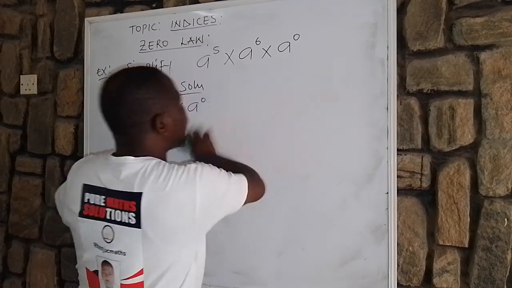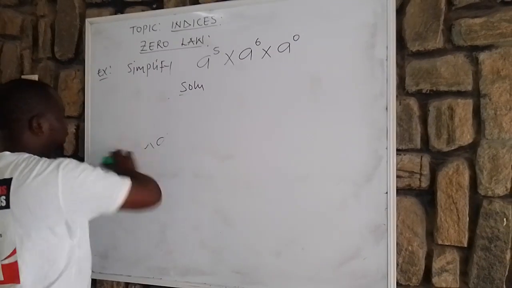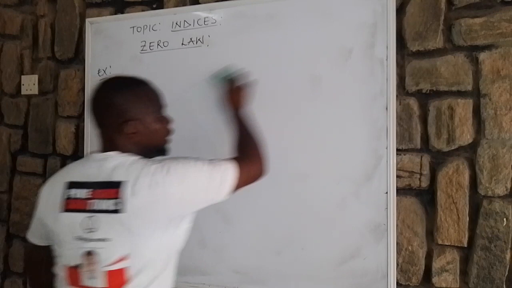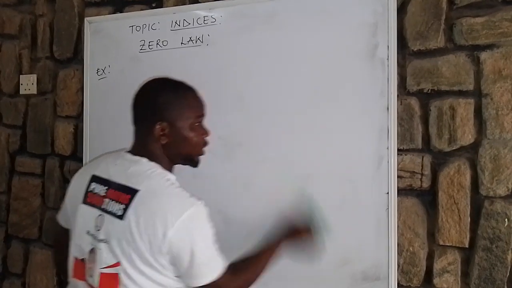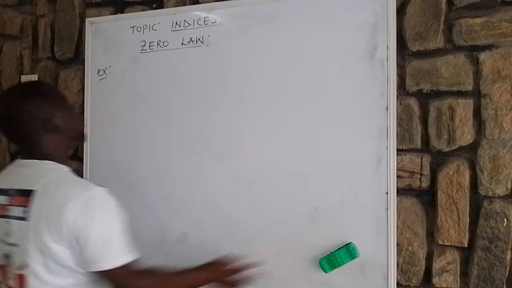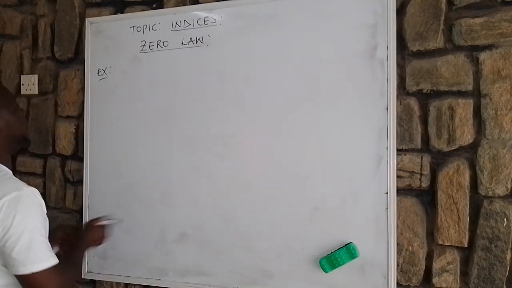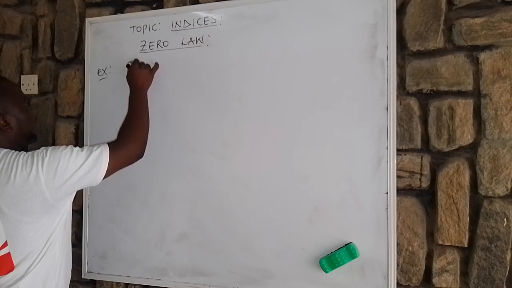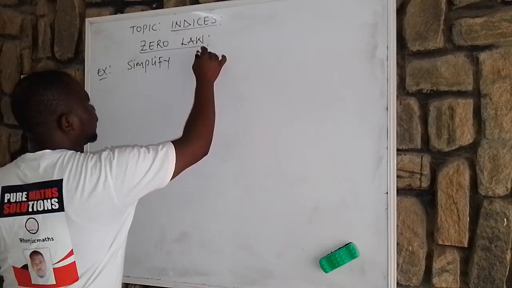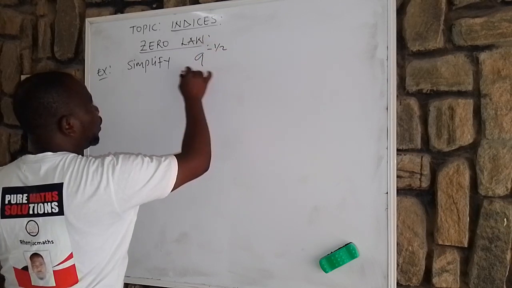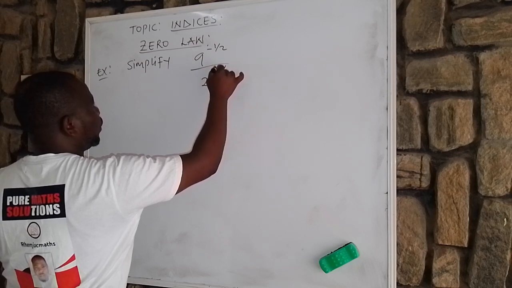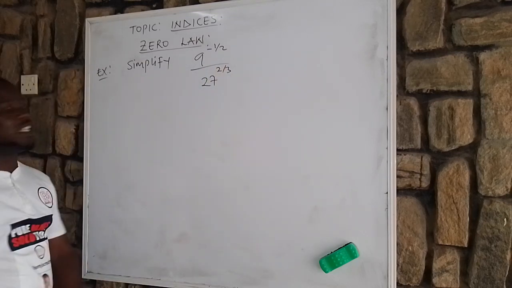So let's look at one problem before we call it a day. Is that clear? So that is indices for you. If you come across indices, at least with what I have taught and done here, I think it will go a long way. Example, simplify 9 raised to the power of 1 over 2 over 27 raised to the power of 2 over 3. It's simple as ABC.